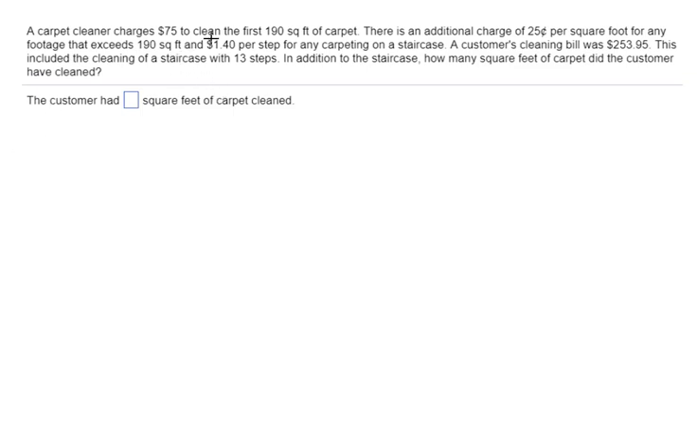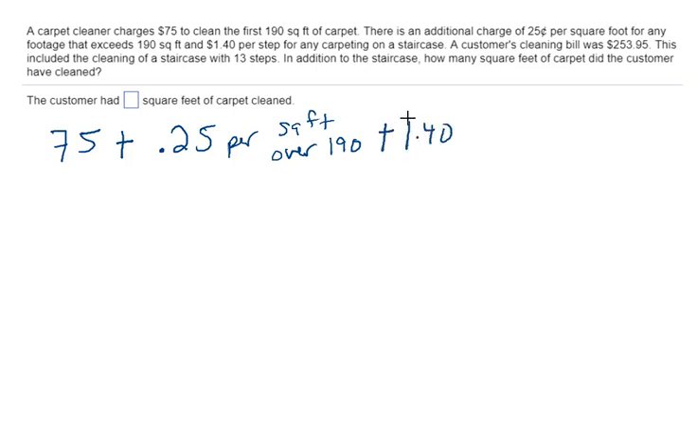There's a $75 fee to clean the first 190 square feet, right? That's just to get started with the cleaning, right? Then there's an additional charge, so we'll put a plus sign, additional charge of 25 cents, 0.25, per square foot over the first 190 square feet. So it's very similar to the last problem, right? And I'm going to handle it in a very similar way. And in addition to that, $1.40, right, per step.